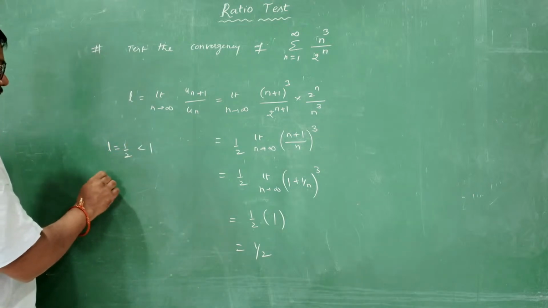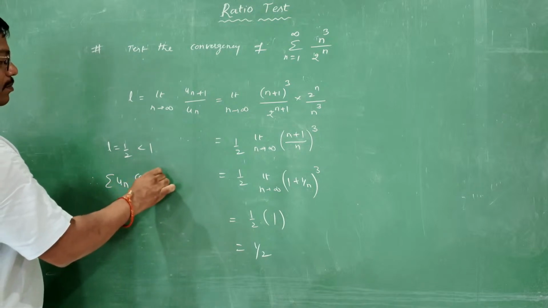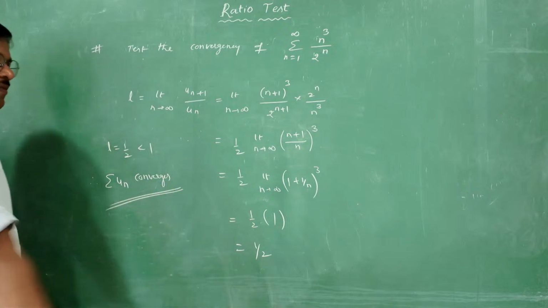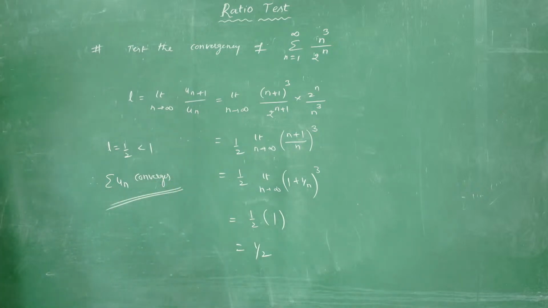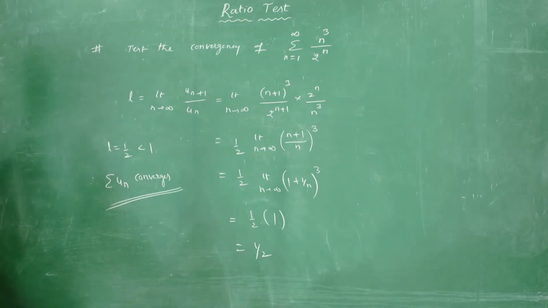Therefore we can say that summation un converges. Less than 1, so I am saying it also converges. Okay. Next, one more question.